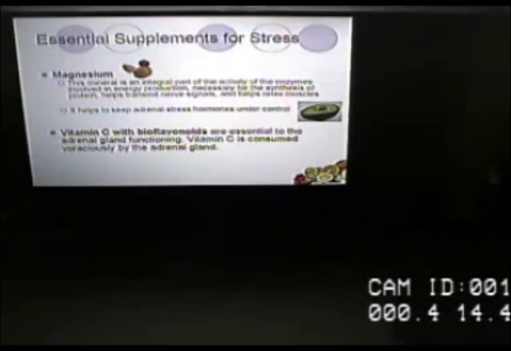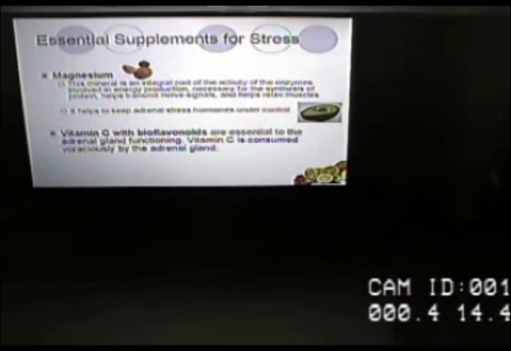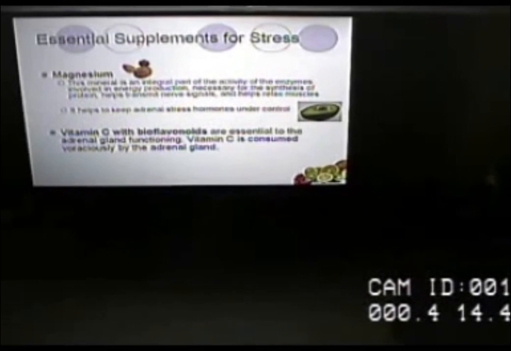Supplements for stress, magnesium. As I already mentioned how important that is, and you can get it through your nuts and avocados and black beans, very high in magnesium. Vitamin C with bioflavonoids, especially this time of year. Now we want to bump up on our vitamin C with all the colds that are going around now. But vitamin C is consumed tremendously by the adrenal glands.